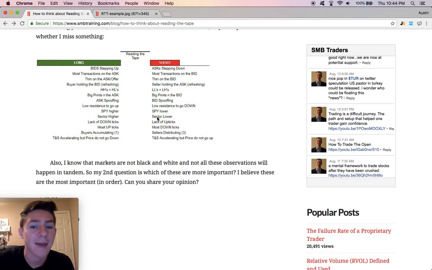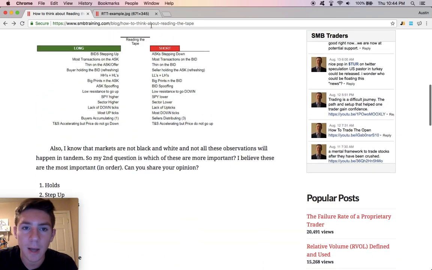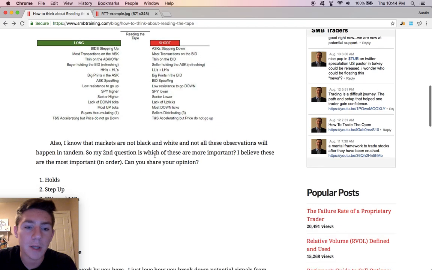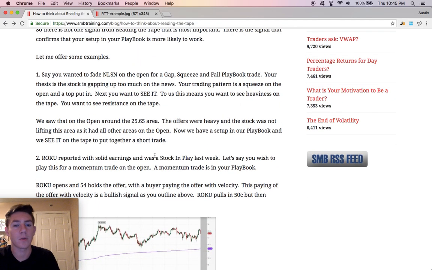SPY is lower, sector lower, same thing as sector higher. Lack of upticks, which means the candles are mainly red, and time and sales is accelerating. Price does not go up. So that's basically it. Right here is what we mentioned. You can save this photo if you want, but I will link it below. And he gives two examples, so I would like to discuss those examples.